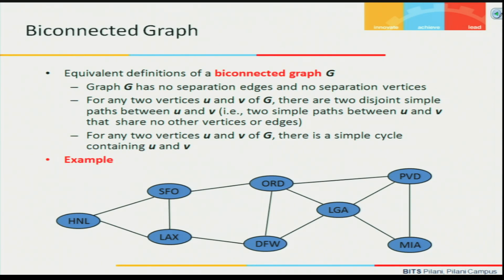Or we say a graph is biconnected if for any 2 vertices u and v, there is a simple cycle which contains u and v.